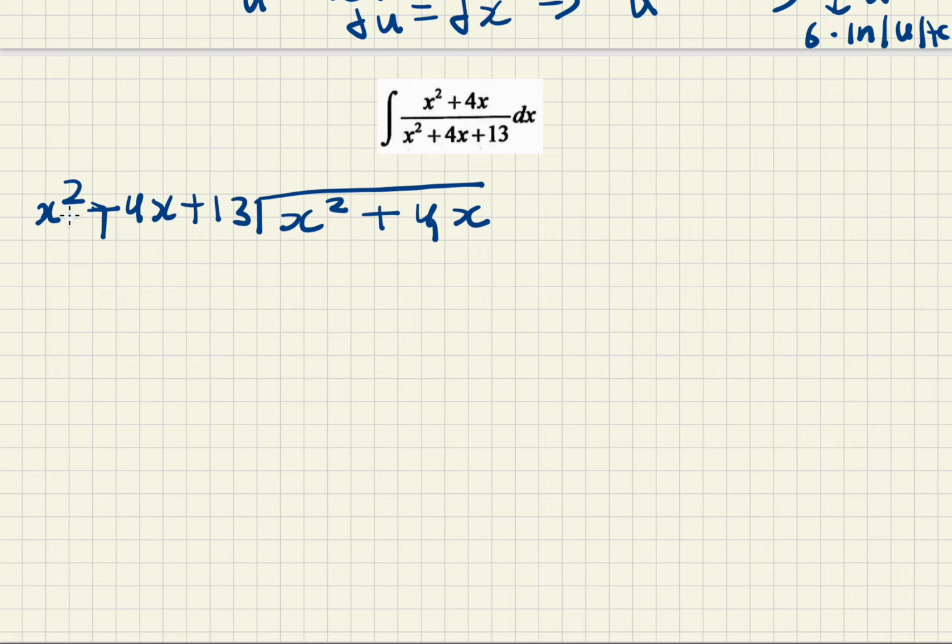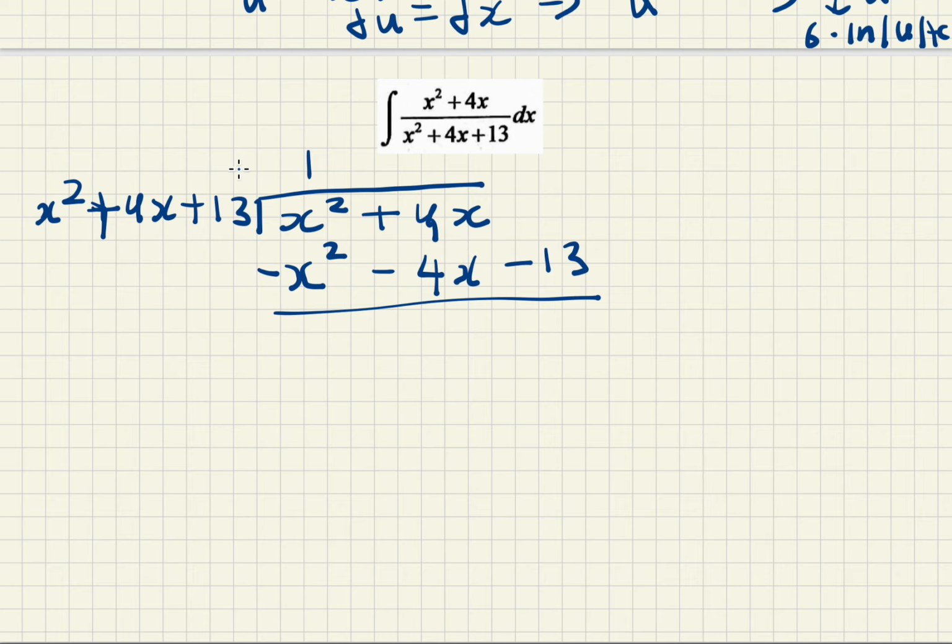and now what times x squared? We're working with the leftmost terms. What times x squared gives you x squared? And that's 1. 1 times x squared equals x squared. Now 1 times x squared is positive x squared. When you write it down here, you invert the sign, so it becomes negative x squared. 1 times 4x is positive 4x, but we invert the sign, so it becomes negative 4x. 1 times 13 is positive 13, but we invert the sign and get a negative 13.